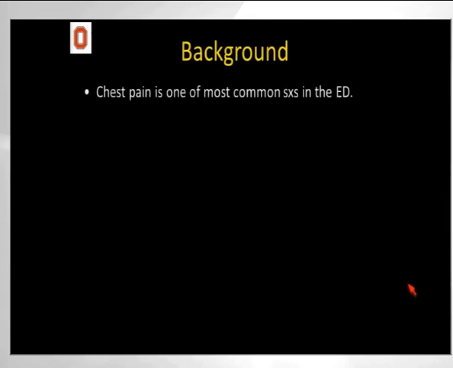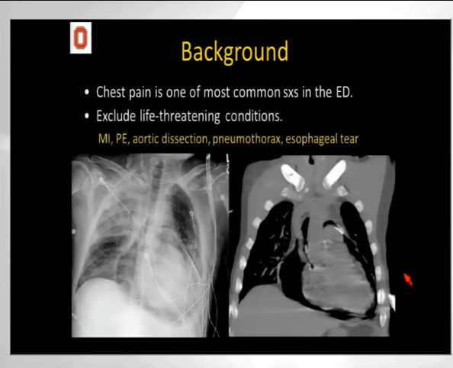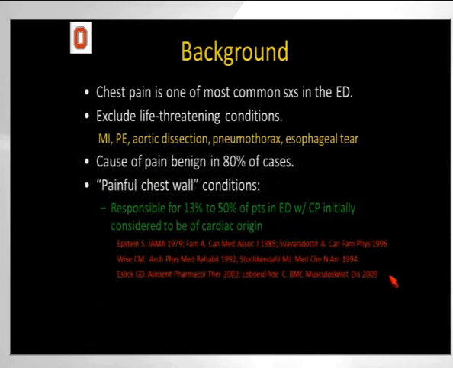Chest pain is one of the most common symptoms encountered in the emergency room. And although our top priority is always to exclude life-threatening conditions, I think it's important to remember that the majority of patients that come in with chest pain actually have benign conditions. In fact, about 13 to 50% of patients who initially present to the emergency room with chest pain, initially considered to be of cardiac origin, actually will end up leaving the emergency room with some other diagnosis. And in many of those patients, they will fall in the category of painful chest wall syndrome.